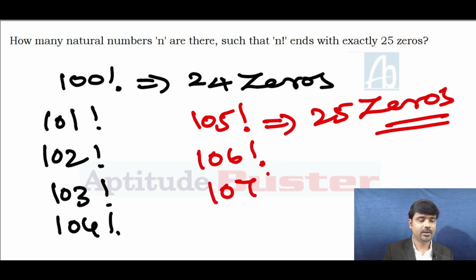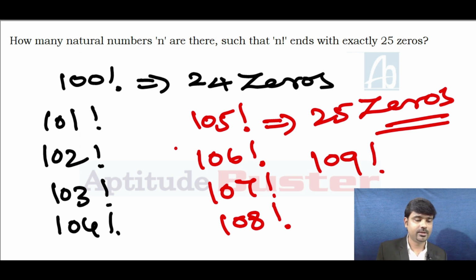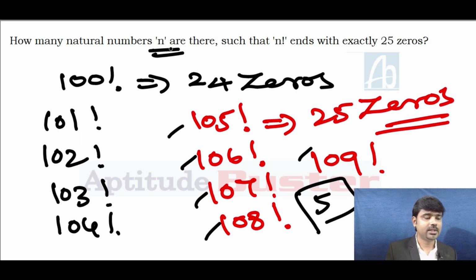Then 106 also the same 25, 107 has 25 zeros, 108 has 25 zeros, 109 also 25 zeros. After that it will increase. How many natural numbers? 1, 2, 3, 4, 5. So the answer is 5. How many natural numbers n are there such that n factorial ends in exactly 25 zeros? The answer is 5 natural numbers.